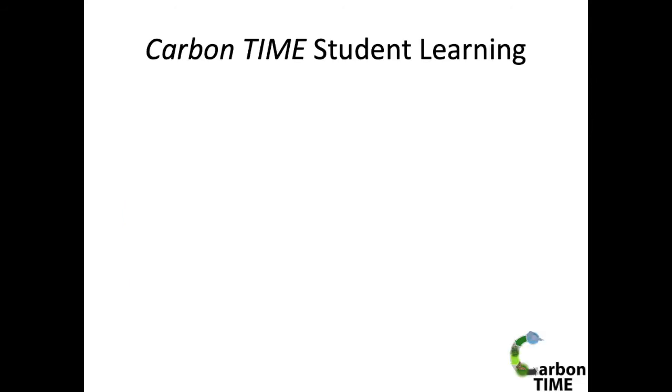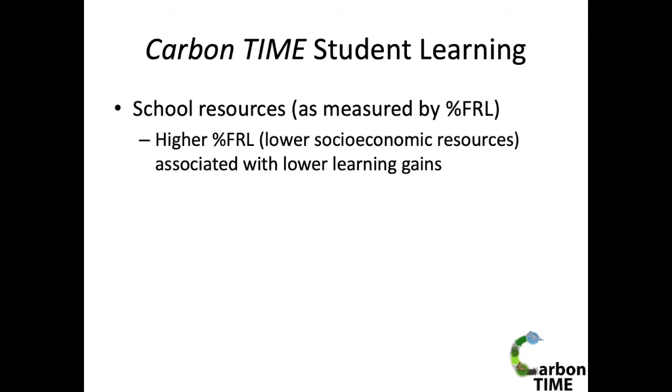Our quantitative analysis team statistically analyzed tens of thousands of student assessments to identify 3 variables that statistically explain differences in students' learning gains. As you might expect, lower school resources, as measured by higher % free and reduced lunch, are associated with lower learning gains, but that's less than 4% of the explained variance.